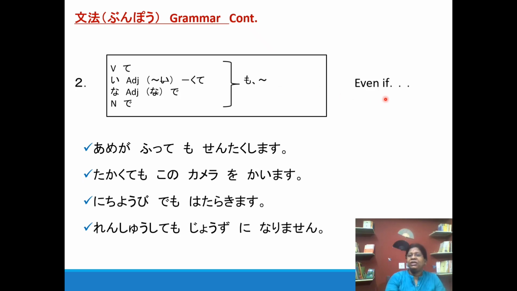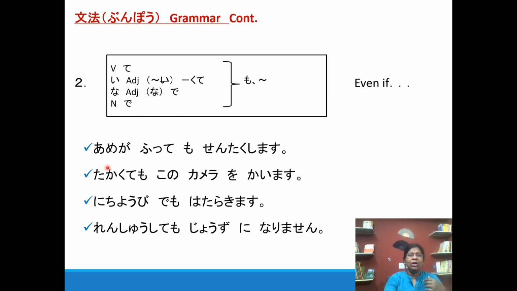Next, temo, which means even if. It is just the opposite of plain past form ra. If it happens, I will do this or that. But in this conditional grammar form, verb takes te form, i adjective kutte, na adjective drops na and adds de, noun takes de, then mo. Meaning verb temo, i adjective kuttemo, na adjective demo, noun demo.